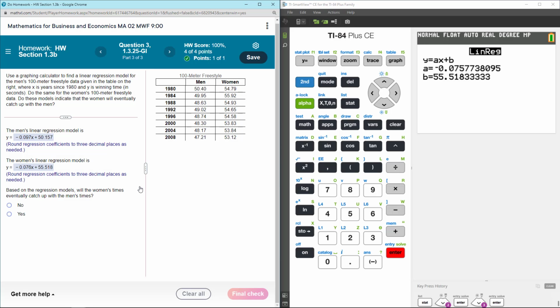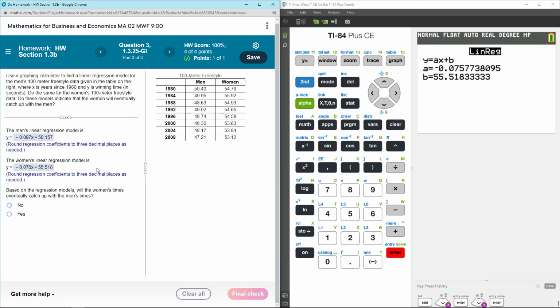Now, the next question is, based upon these regression models, will the women's time eventually catch up to the men's time? Well, you can actually look at this and kind of realize that they won't. Notice that the y-intercept for the men is 50, below that of the women, okay? The y-intercept for the men is at 50 seconds, the y-intercept for the women is at 55. The slope for the men has a larger absolute value than the slope for the women, so the slope for the men is going down at a faster rate than the slope for the women. It's actually steeper. So actually the men will continue to get faster than the women based upon this particular model.